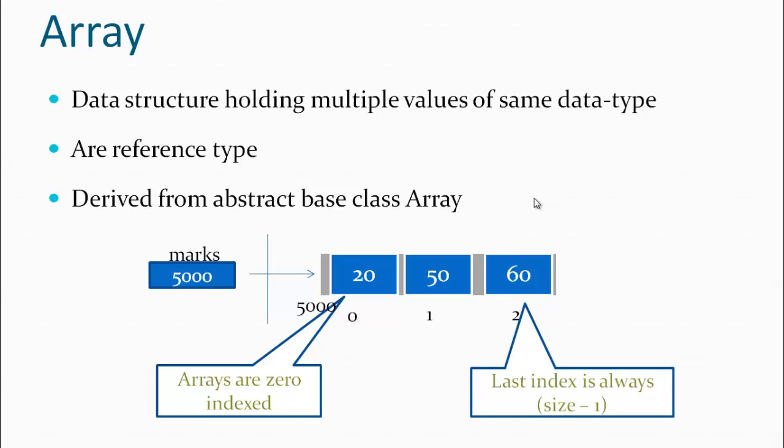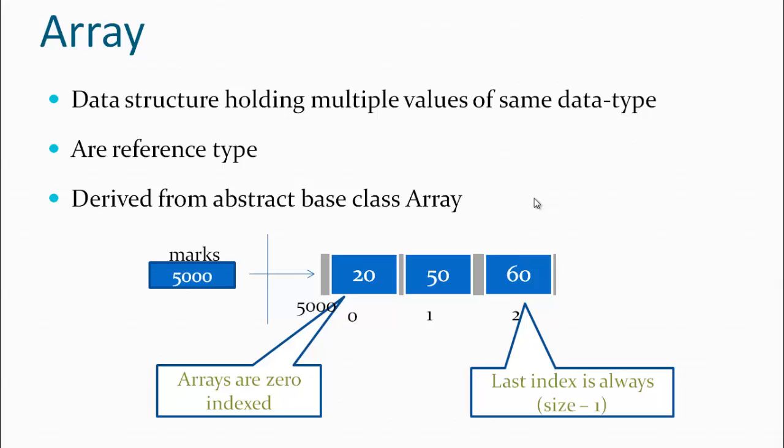Array is a data structure which is capable of storing multiple values of the same data type. In programming, whenever you want to store and manage multiple values, you can use arrays instead of using multiple variables. For example, if you want to store marks of 50 students, you should use an integer array of size 50 instead of declaring 50 different variables.